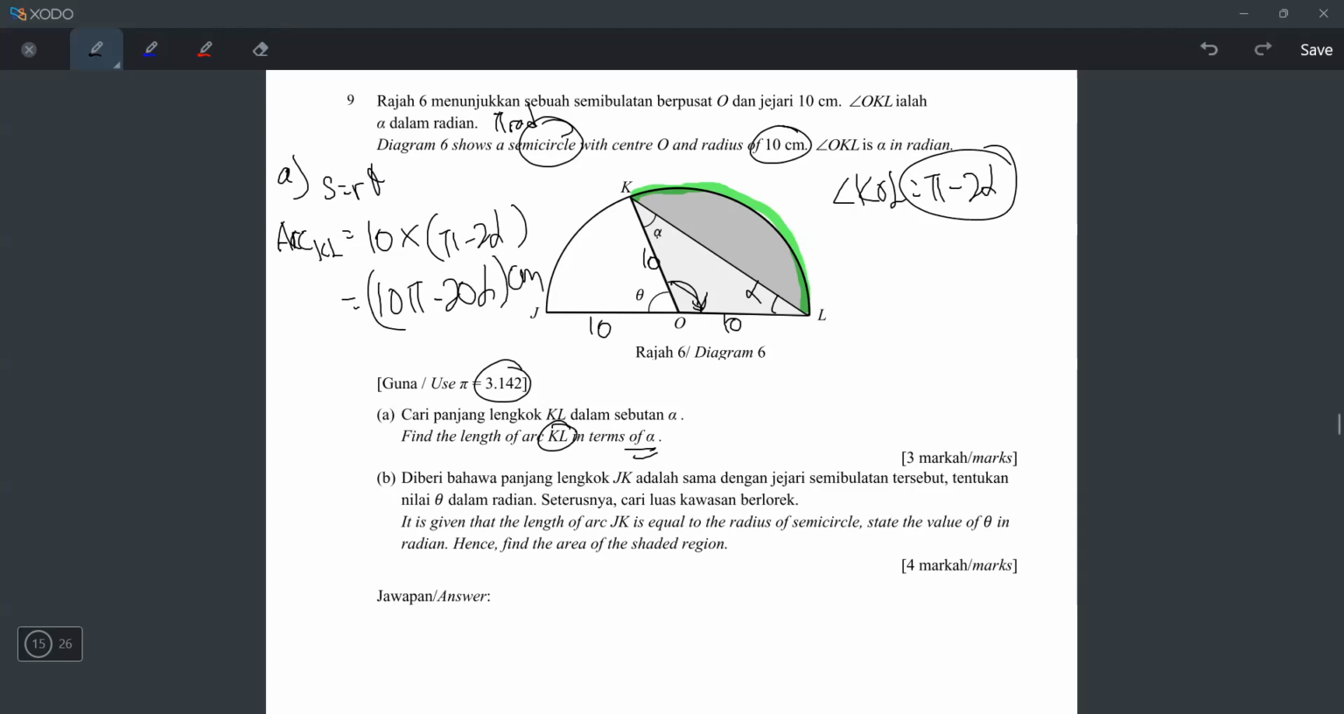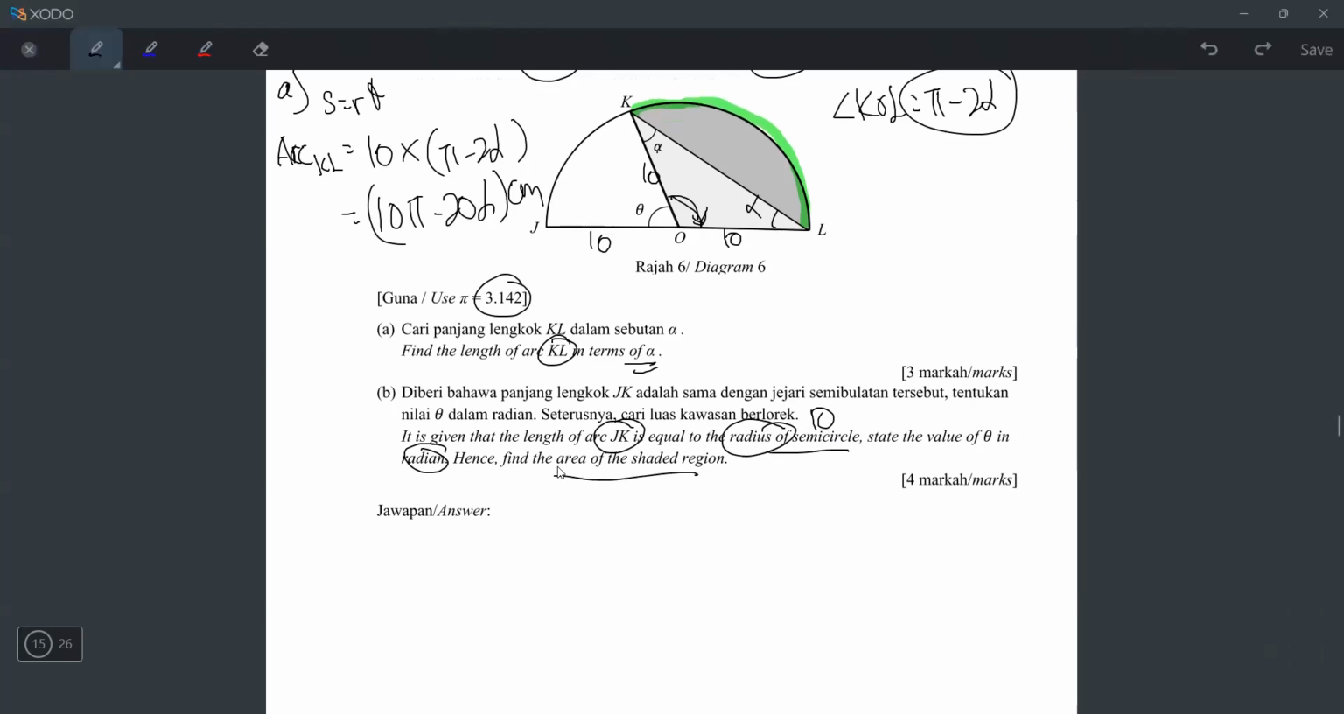All right, let's go to question B. So question B is what? They say it is given that the length of arc JK is equal to the radius of semicircle. The radius is 10. The length of arc JK we don't have yet, but can find later. State the value of theta in radian. Hence, find the area of shaded region. Oh, they want us to find a lot of things here. They want us to find theta. They want us to find shaded region. So let's do one by one.